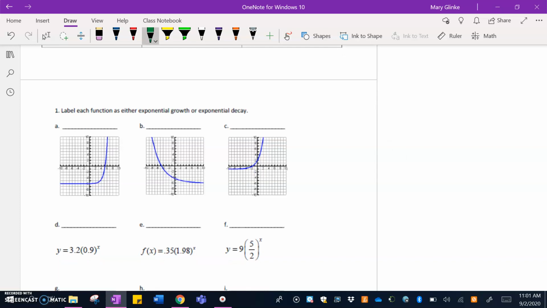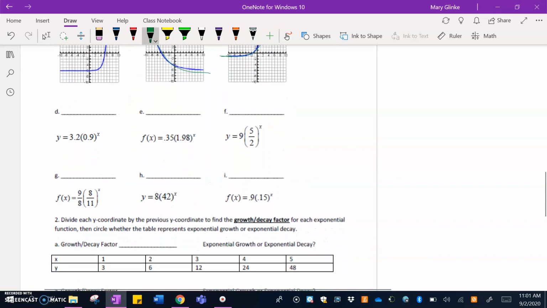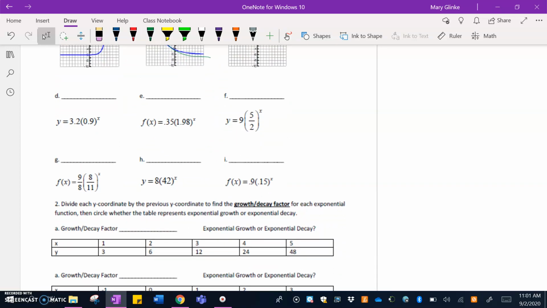For A, you notice from left to right, it's going up, it's growing, so that's going to be growth. For B, it is decreasing over time, so that is decay. For C, again, you're going left to right, that's another one that's going up, that's going to be growth. For D through I here, you are looking for your base. Again, we're looking for what is being raised to the exponent power. There can be a number out in front. That's not the part we need to look at. We are looking for our base.